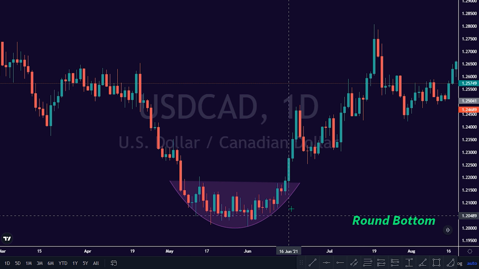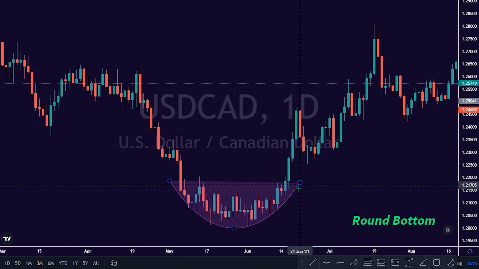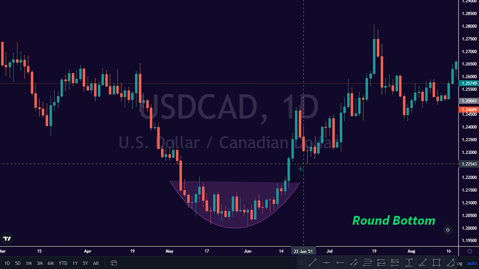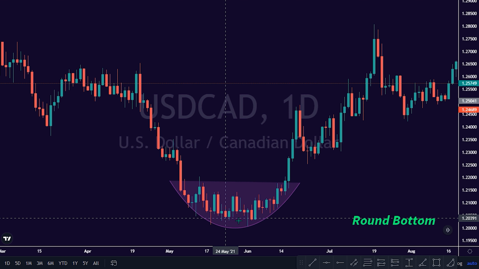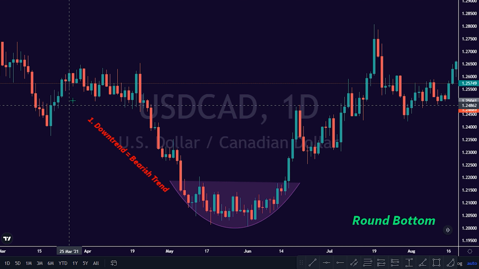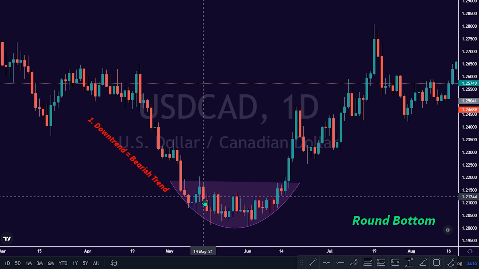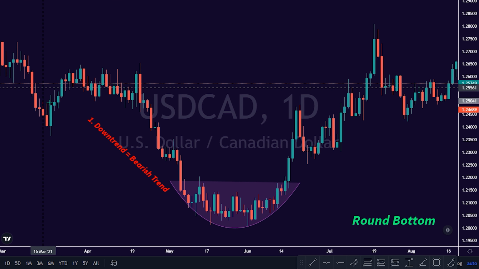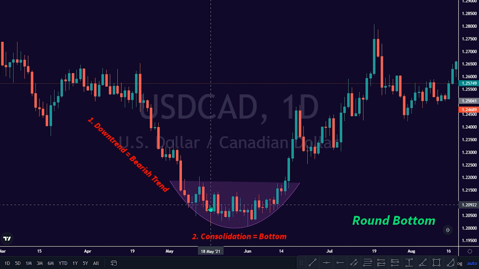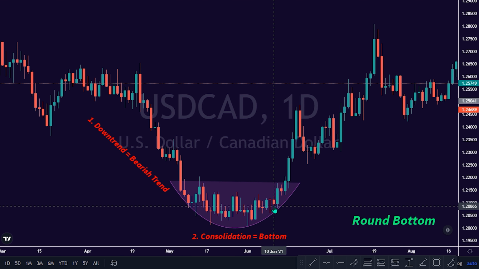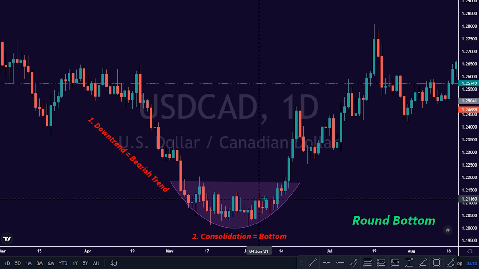There are three parts essential for the formation of the rounded bottom pattern. The chart here is a good example for us to study. Number 1. In order for the pattern to occur, the price must first rally downwards. This price movement is the downtrend. Number 2. Price needs to consolidate for an extended period, forming the pattern called the rounded bottom.